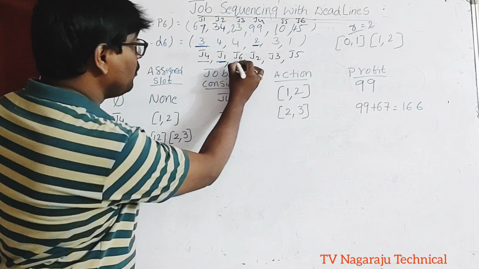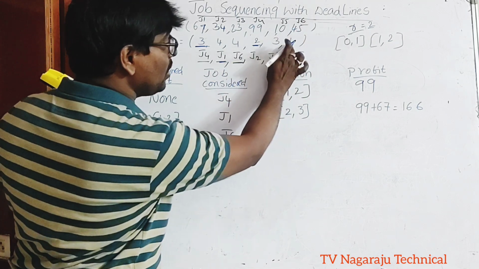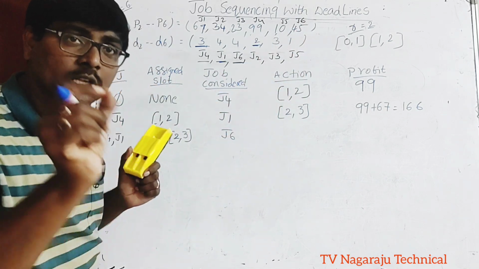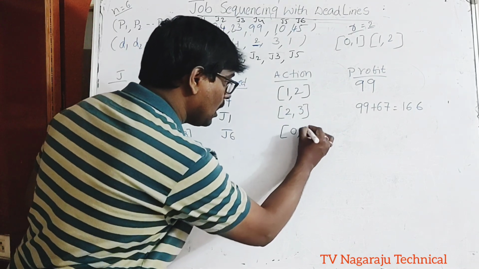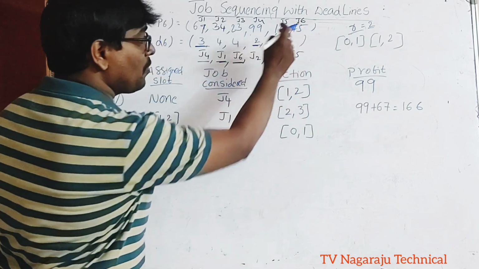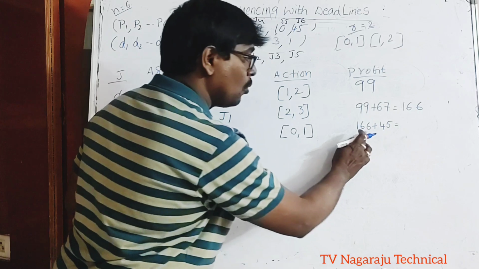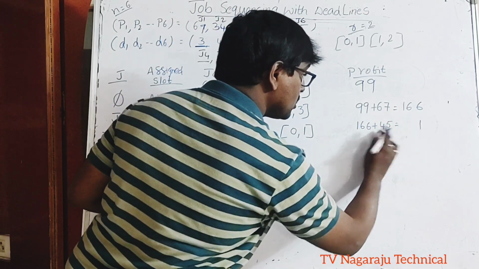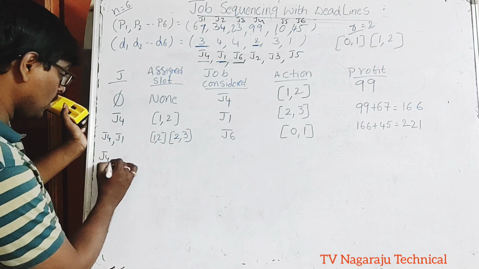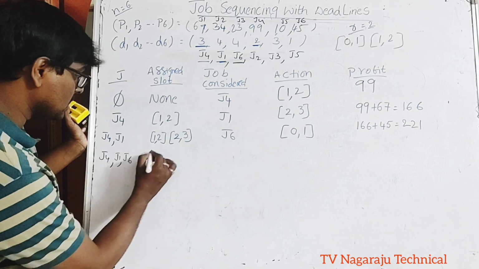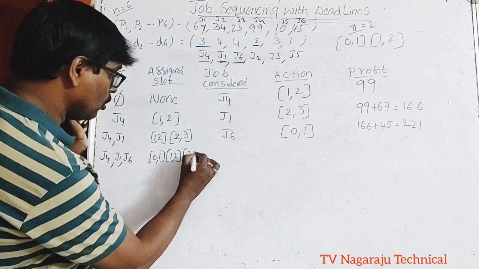Clear? Now which job do you need to consider? J6. What is the deadline? 1. 1 means only one possibility, 0 to 1. Till now, 0 to 1 is not used by anyone. So 0 to 1. What is the profit? 45. 166 plus 45 gives 211. Now J4, J1 and J6. What are the allotted slots till now? 0 to 1, 1 to 2, 2 to 3.